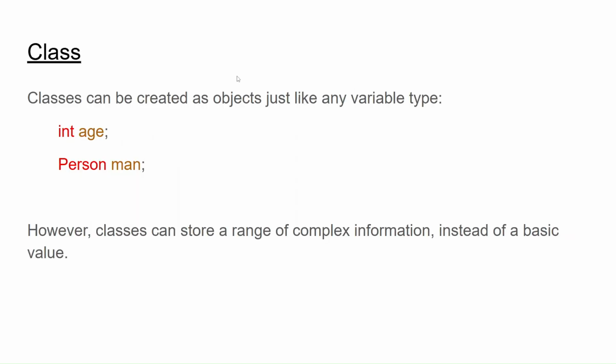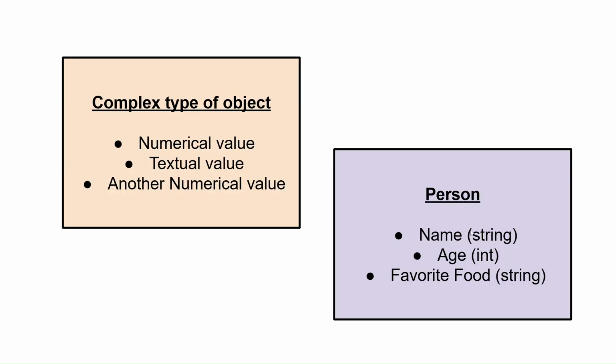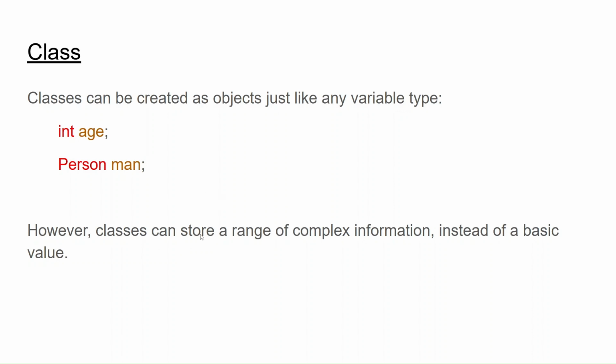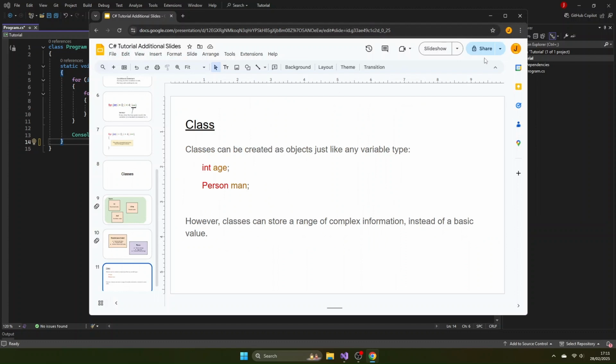So basically, classes can be created just as objects, just like any other variable type. Just how you'd create a variable age, which is of type int, if we had a class called person, then we could create a variable called man of type person, and then it would have all these different values attached to it. So classes can store a range of complex information instead of just a basic value. So anyway, that's all very well. Let's actually get into the code.